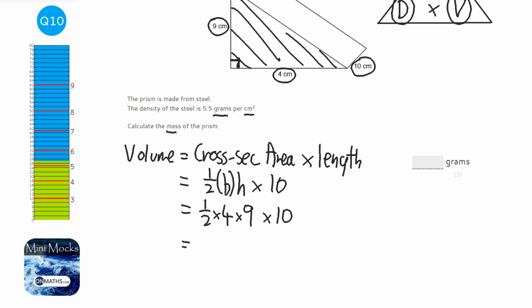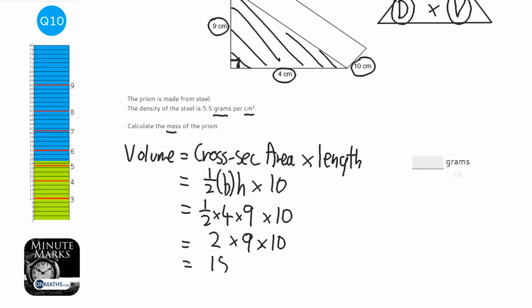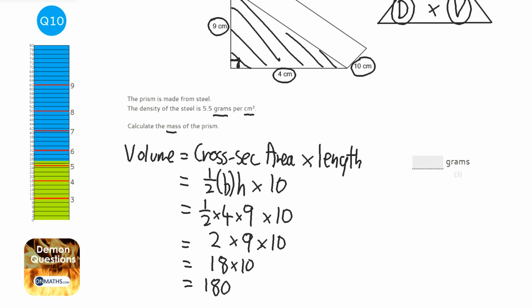Now, what I can do here is something quite sneaky. What I can do is I do half times the 4 to get 2, and that saves me timesing some big numbers together just to halve it. So 2 times 9, which is 18, times 10, which is going to be 180, or you can just type it into the calculator if it's on the calculator paper. Okay, so that is in centimeters cubed, because every unit is in centimeters, and make sure you check that.